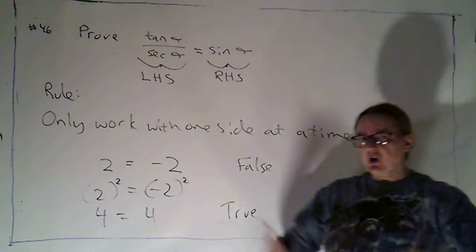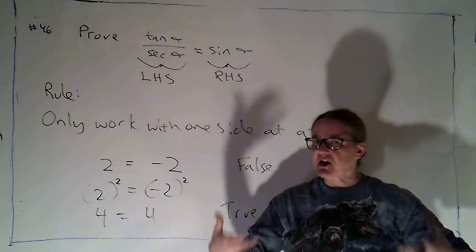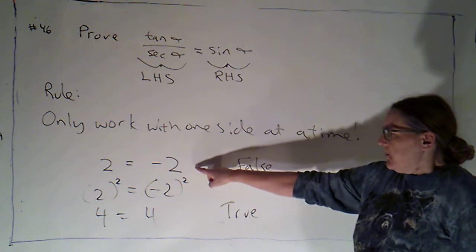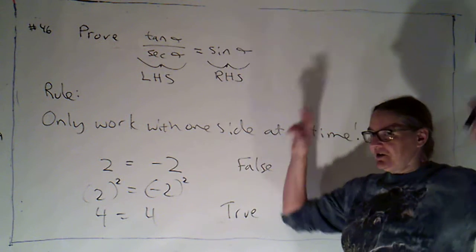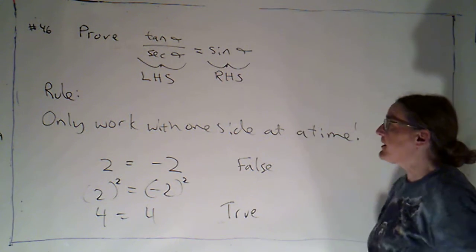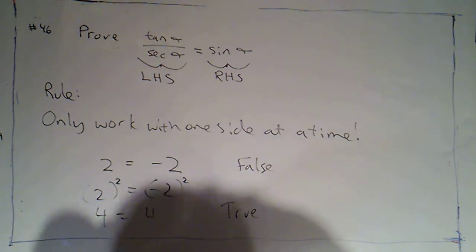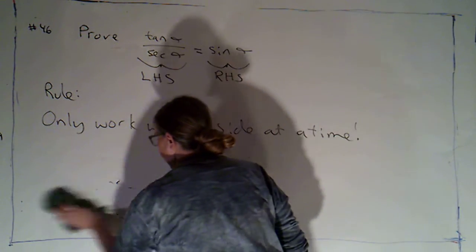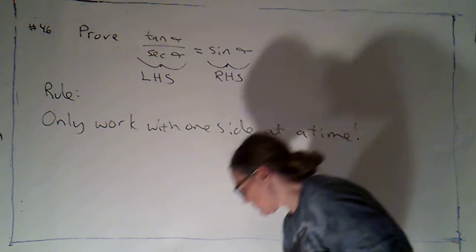So if two things are equal, I'm allowed to change them both as long as I change them the same way. But if I do that and I started with something that wasn't true, I could prove something that's not true. So very, very important that I'm only working with one side at a time. Now I do have two options for how I do that, and I'm going to show you one option in this video and one in the next one.